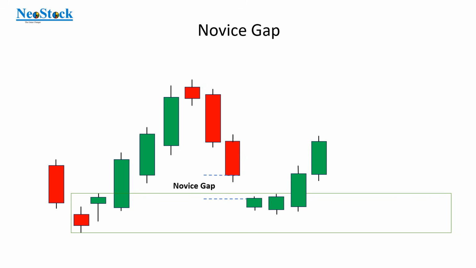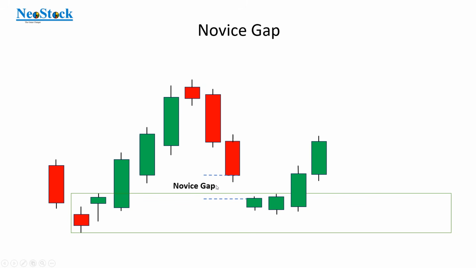First, if you want to understand whether the nature of the gap is bullish or bearish, you should understand whether it is a novice gap or a professional gap. You will be able to understand that with the help of the demand and supply zones. Without demand and supply zones, you cannot classify the gap as a novice gap or professional gap. If the gaps are into the demand zone, they are called novice gaps. Similarly, if the gaps are into the supply zone, that is also called a novice gap.